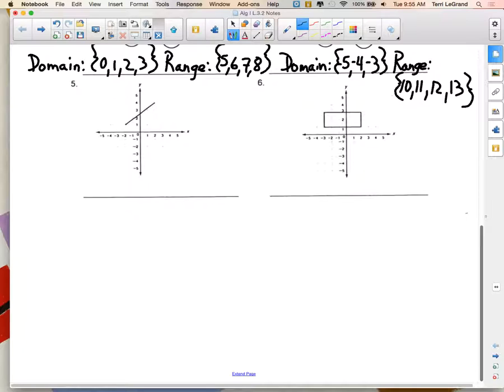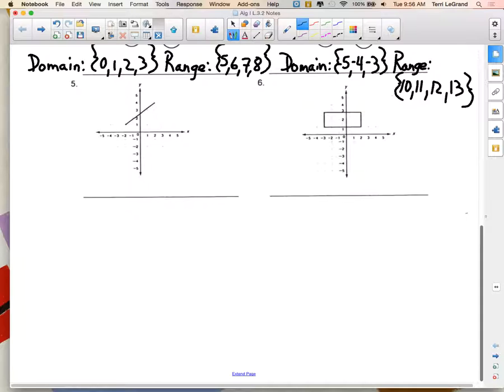Okay, here's the deal. When we have a continuous graph, do you think there's going to be any way we could list every member of the domain individually? How about the range? Why not? Why can't we list every one of them individually? What's the problem? Don't you know your numbers? It doesn't end? Well, it looks like number 5 ends. It's a line segment, so it ends. It doesn't have any arrows at the end, so it stops.